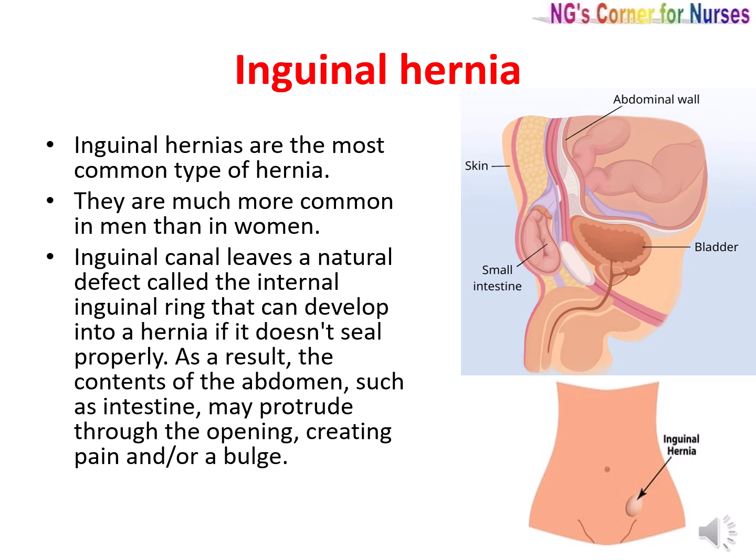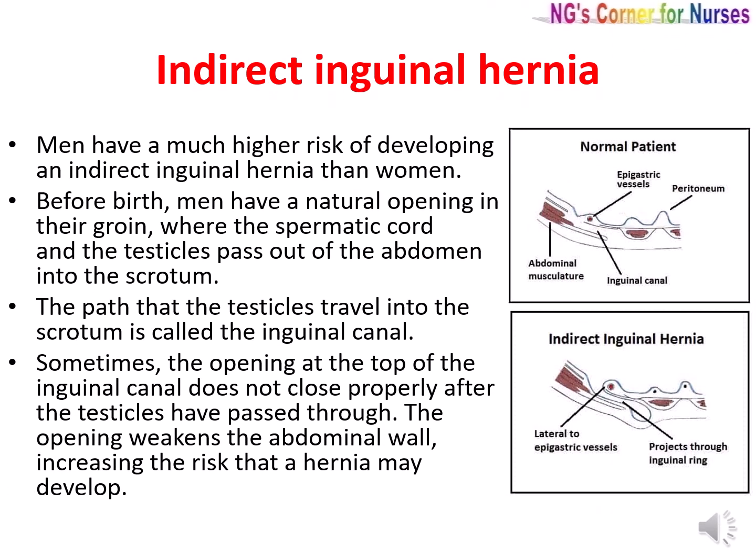And sometimes it occurs on both sides of the pubic area, and this condition is known as bilateral inguinal hernias. Inguinal hernia can be further divided into two types, indirect and direct inguinal hernia. First is indirect inguinal hernia.